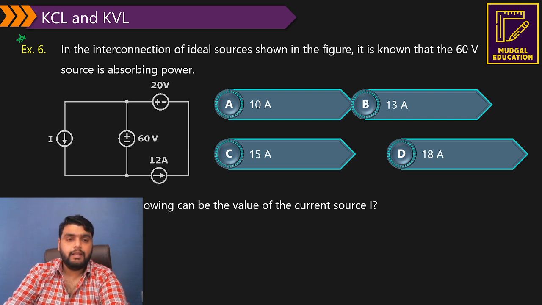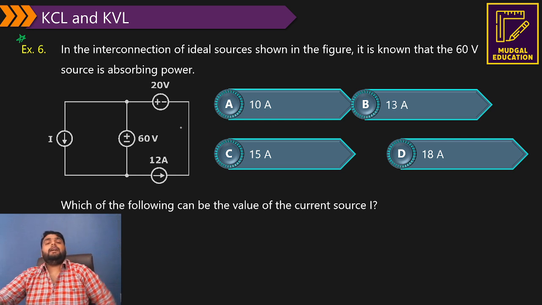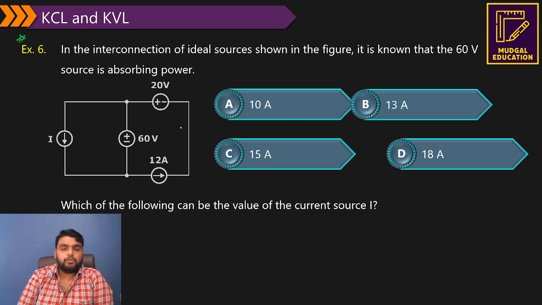The question is, in the interconnection, let me reduce my size. Here you can see the question is: in the interconnection of ideal sources shown in the figure, it is shown that the 60 volt source is absorbing power. Which of the following can be the value of current source I? Now this line is important. Which of the following can be the current source I?